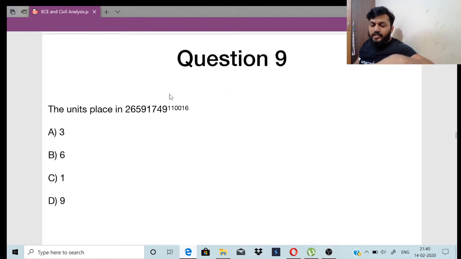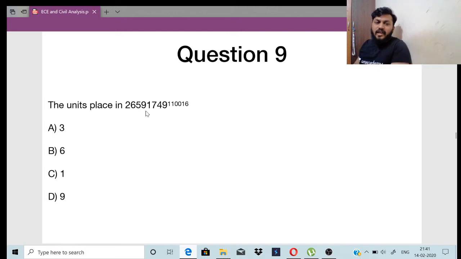Yeah, the units place in 26591, 749 power 110016 power 110016. What is the answer?